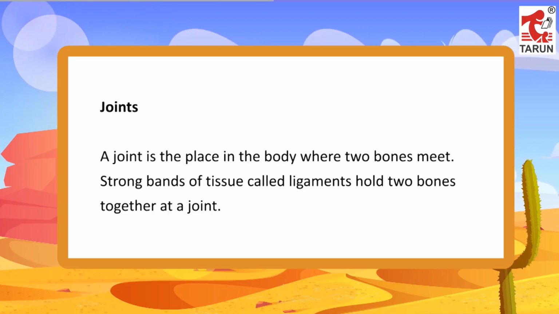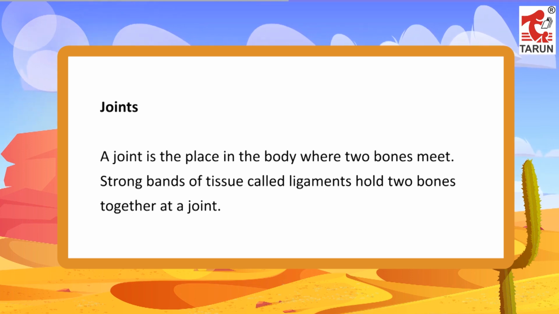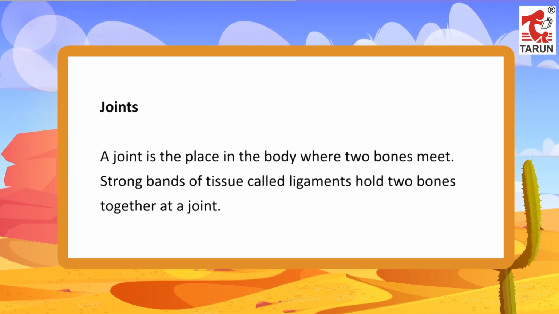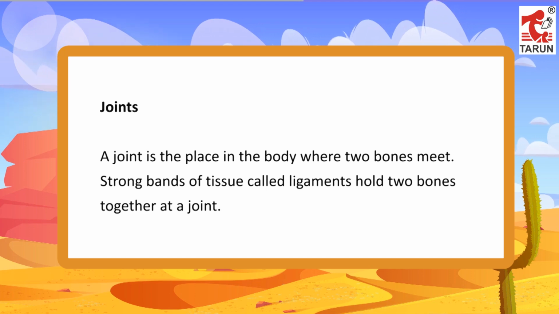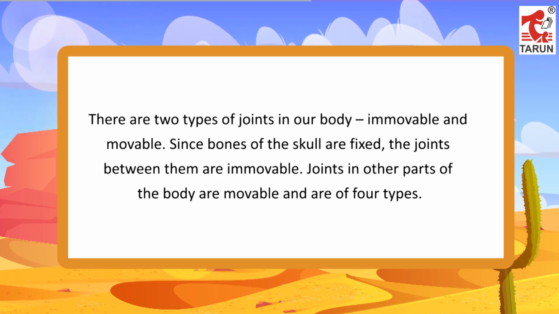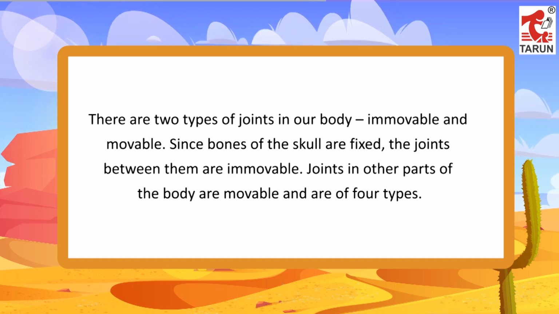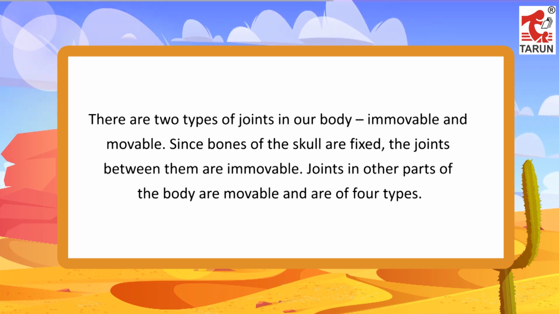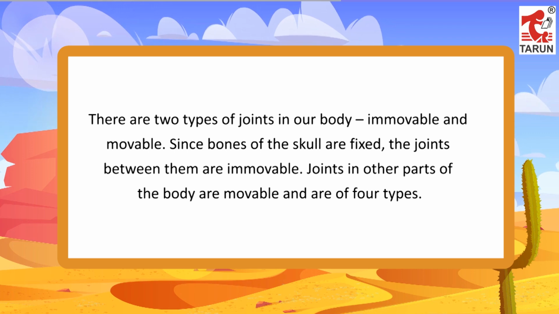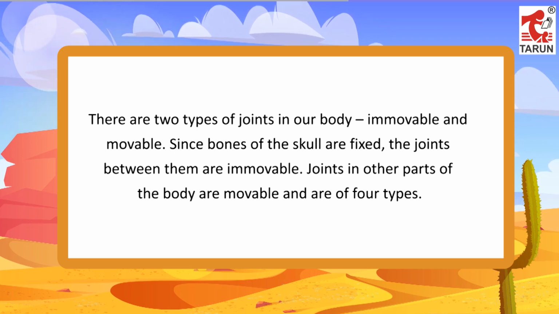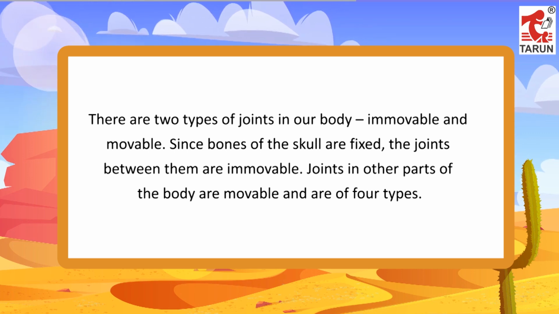Joints. A joint is the place in the body where 2 bones meet. Strong bands of tissue called ligaments hold 2 bones together at a joint. There are 2 types of joints in our body, immovable and movable. Since bones of the skull are fixed, the joints between them are immovable. Joints in other parts of the body are movable and are of 4 types.